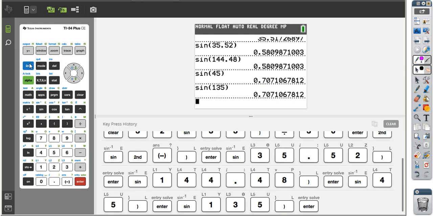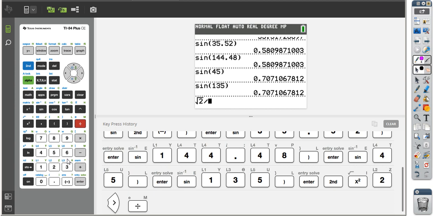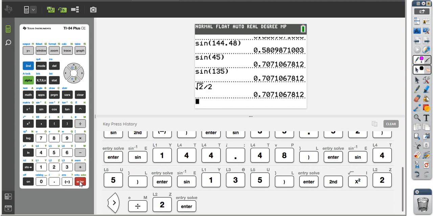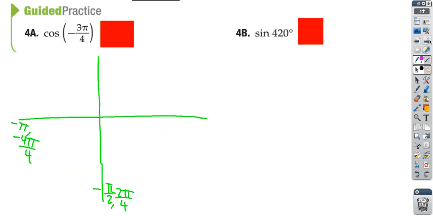And you can prove that this is the same. If we actually calculate what radical 2 over 2 is, you can see it's 0.707. But we need to keep it as radical 2 over 2 because they're asking for an exact value. Alright, so that is pretty much the end of the section.